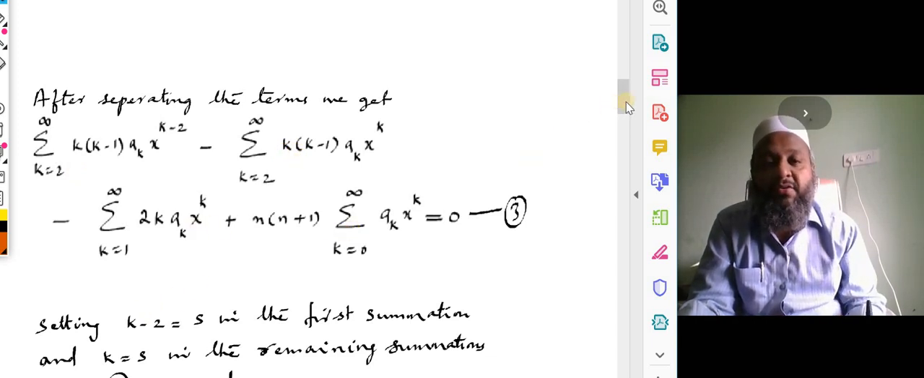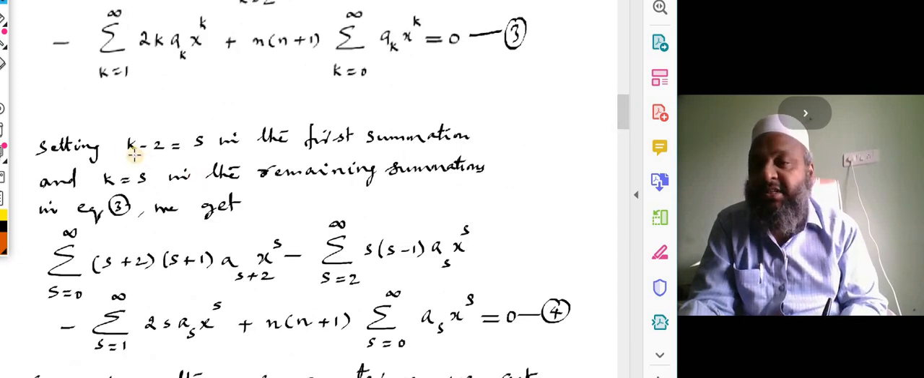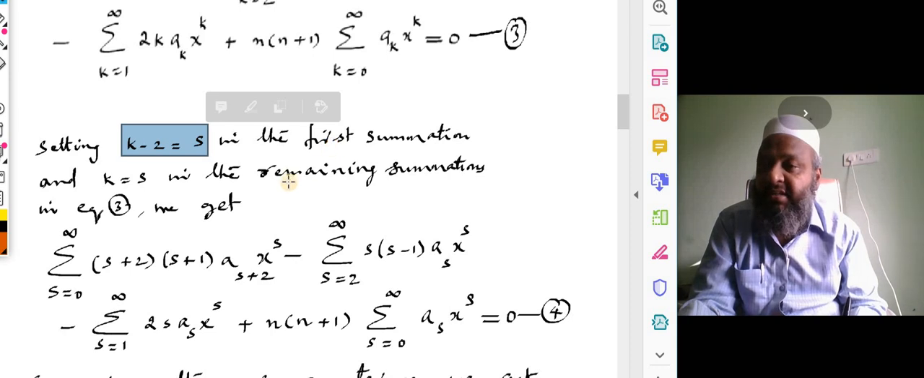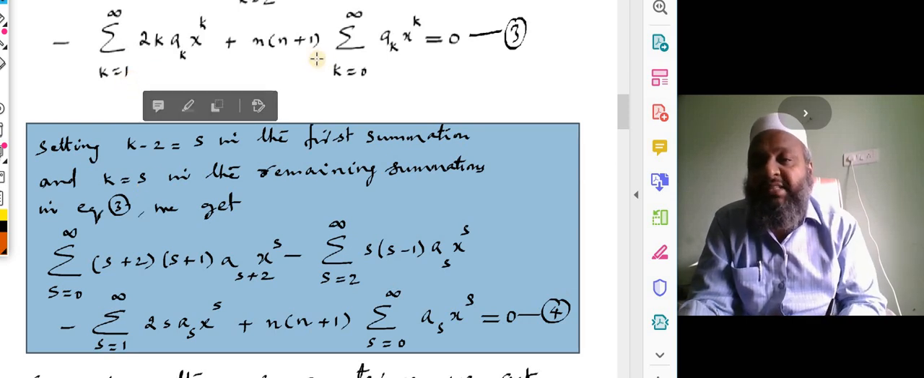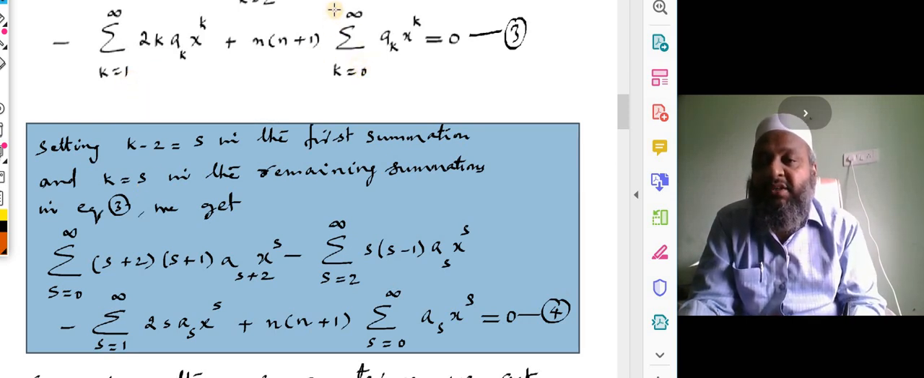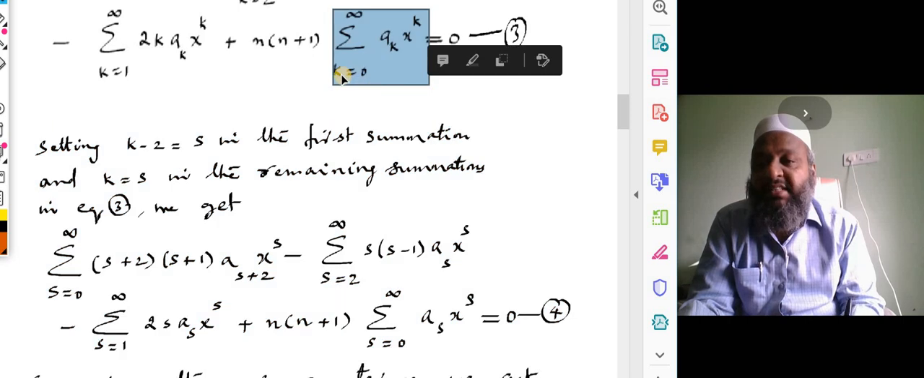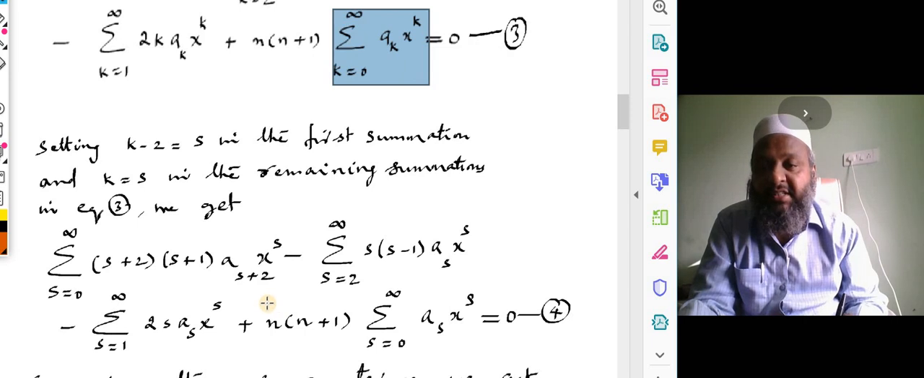Now what we are doing is substituting this k minus 2 as s in the first summation. In the remaining summations we are just substituting k is equal to s. So for example, I have this one. In this summation, if s is substituted as k, then s is equal to 0 to infinity, x to the power of s. This is what I have shown here, you can see.